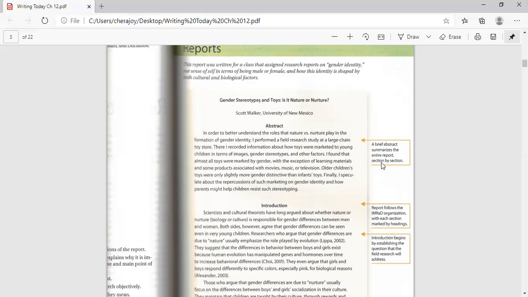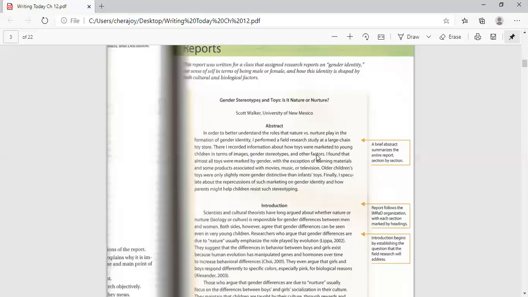So this abstract says, in order to better understand the roles that nature versus nurture play in the formation of gender identity, I performed a field research study at a large chain toy store. So that's his field research. That's the kind of research that I would be expecting you guys to do. There I recorded information about how toys were marketed to young children in terms of images, gender, stereotypes, and other factors. This sentence right here relates to section 1. This is his plan, what he's hoping to find, the methods that he's going to use to go through this.